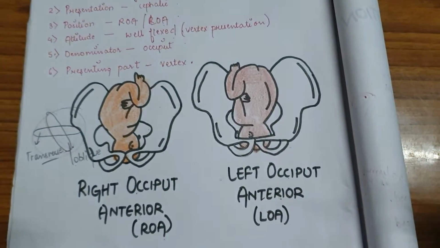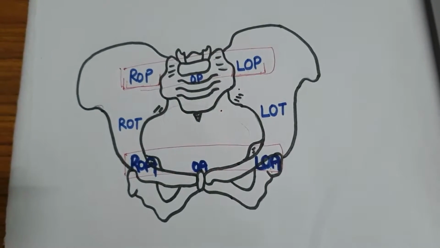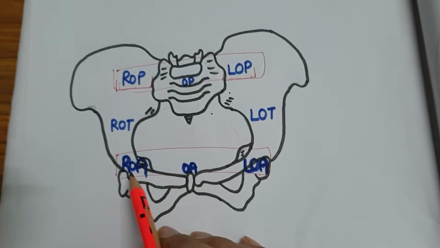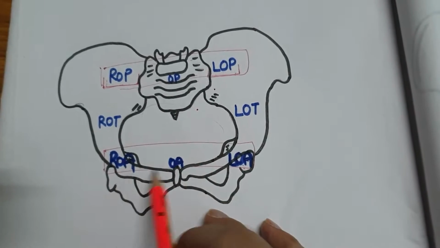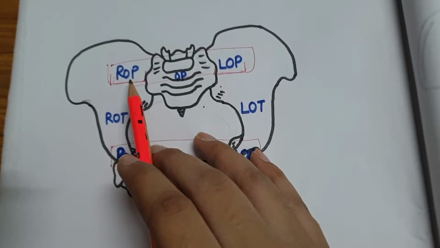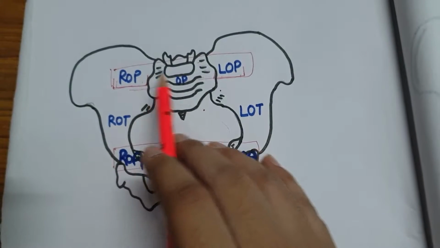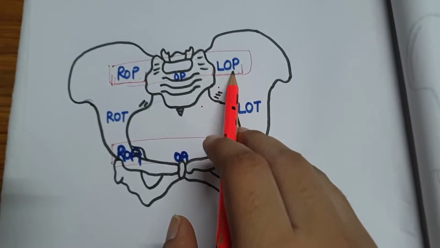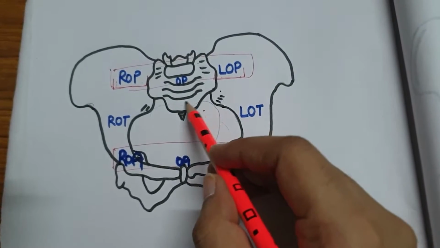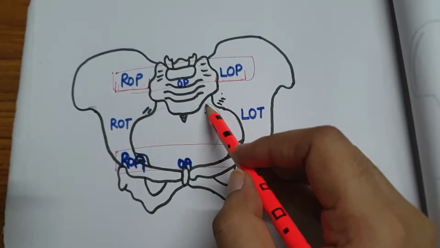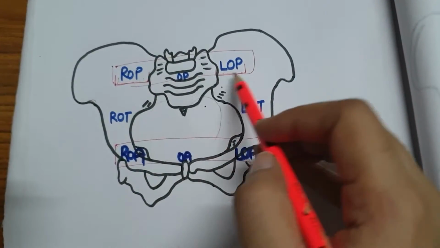There are other positions too which are considered abnormal. In this diagram you can see the right occiput anterior and left occiput anterior, which are normal, and at the back side of the pelvis there is right occiput posterior and left occiput posterior, when the occiput lies posteriorly like this. So these are abnormal positions.